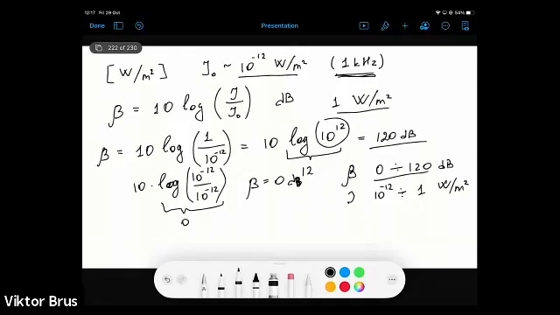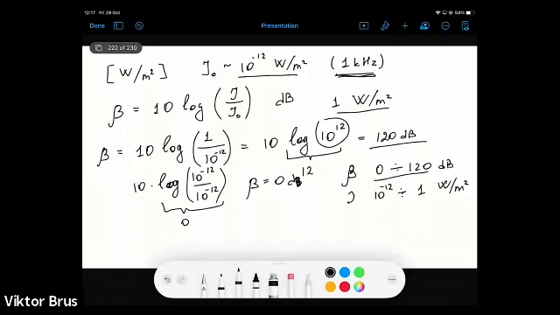That's why it's widely used in engineering, like also in measuring sound. If you download some apps for measuring sound intensity, usually they are given in decibel, not in watts per square meter.